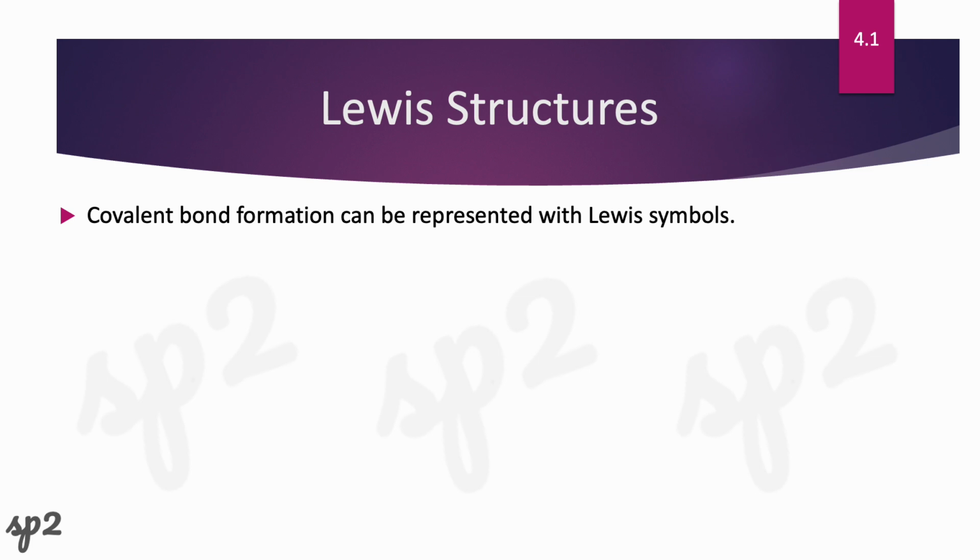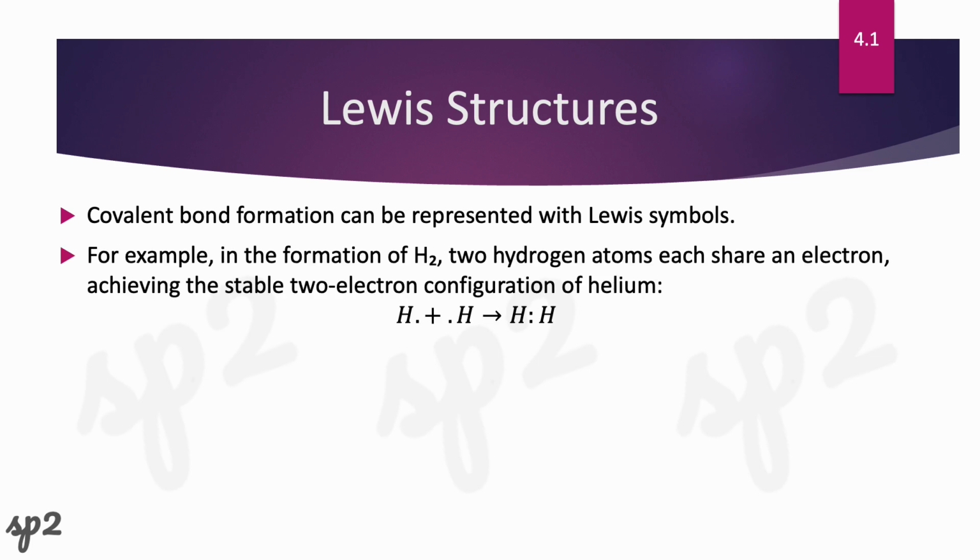Okay, so starting with our Lewis structures. When you're thinking of covalent bond formation, we try to find a way that we can present that. One really good way that is very understandable and easy to follow is our Lewis symbols. So for example, in the formation of hydrogen gas, H2, the two hydrogen atoms are trying to share their electrons in order to achieve the two-electron configuration of helium, which is the noble gas. As you can see, every single dot represents a valence electron, and they try to share that, right? So now we have them paired up, which is exactly what we have for helium.